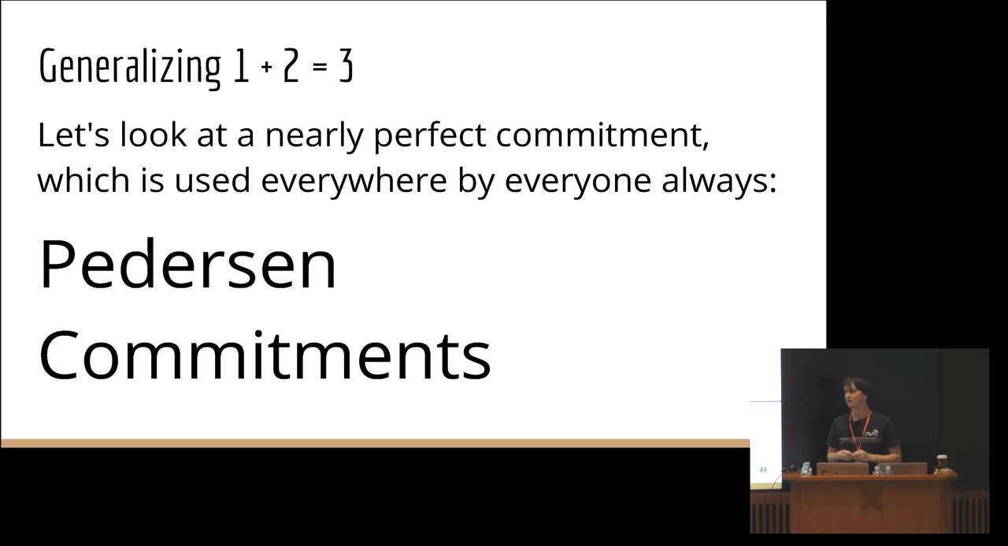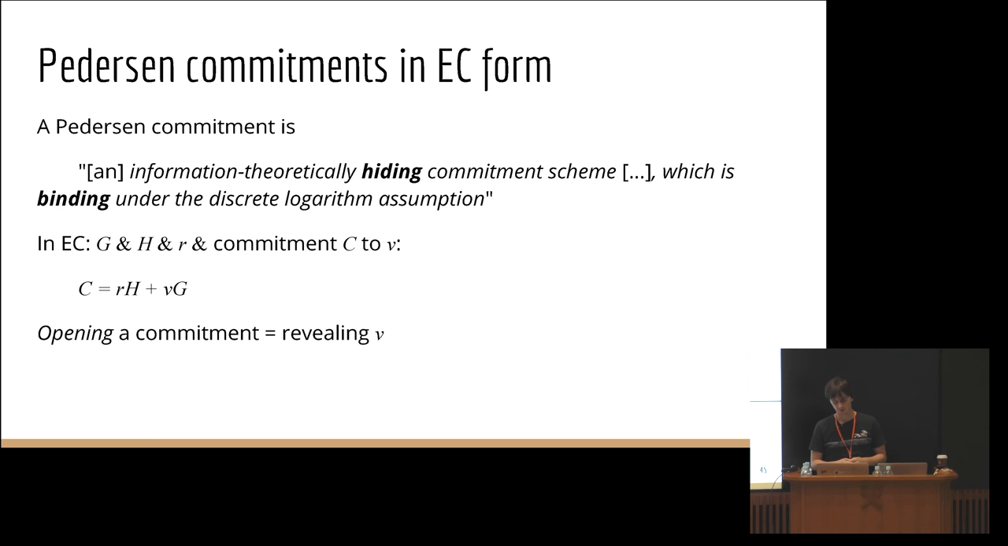Anyway, so let's look at a commitment that works, and it's nearly perfect. So we have Pedersen commitments, and they are very useful because they are information theoretically hiding and binding under the discrete logarithm assumption. You heard about the discrete logarithm assumption earlier. It's a very good assumption to make because if someone broke that, they would steal all my Bitcoins and yours and everyone else's. So as long as everyone has their Bitcoin, we can probably be pretty sure this assumption works. It's a big bounty at this point.